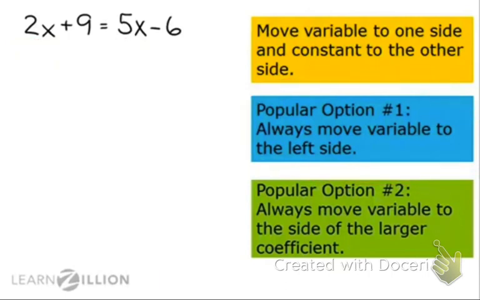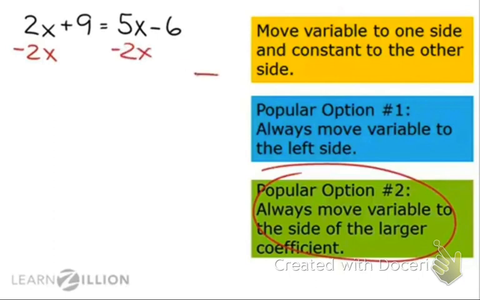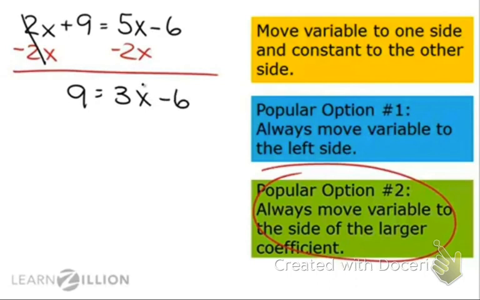So again, in the first option, we move the variable to the left side. In this second option, what I'm going to do is move the variable to the side of the larger coefficient. People like to do this if they don't like to deal with negatives, because you tend not to deal with as many negatives when you do this option. So let me demonstrate. We have a 5x over here on the right, and we have a 2x on the left. 5 is larger than 2, so I'm going to move my variable to the right side. I'm going to do that by subtracting 2x from both sides of the equation. I get 9 equals 3x minus 6. Again, my variable's on the right side, but I'm not dealing with as many negatives.